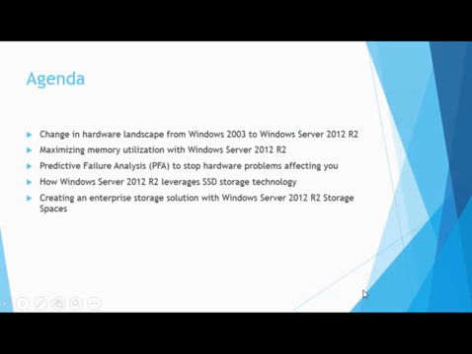So the agenda is really about thinking, what's the change in hardware landscape when I think about going from Windows 2003 to Windows Server 2012 R2? Really a decade of innovation, of changes in hardware. I want to think about, well, if I do have additional memory, and I'm using far more memory-intensive applications and environments, what can I do in Windows Server 2012 R2 that, for example, I can't do with my Windows 2003?